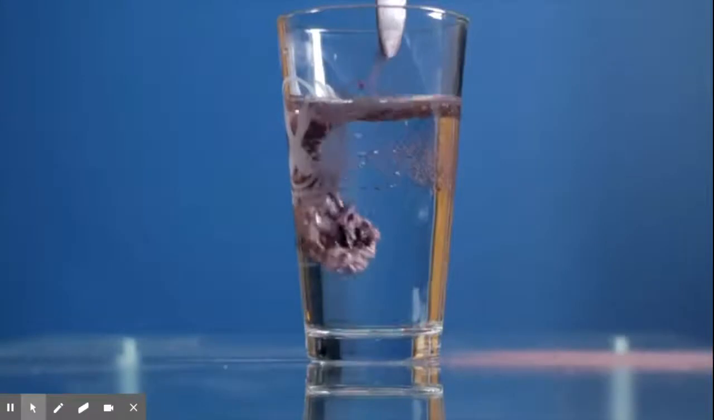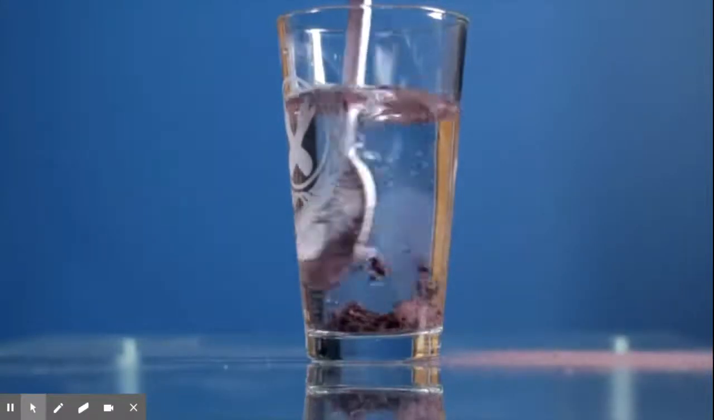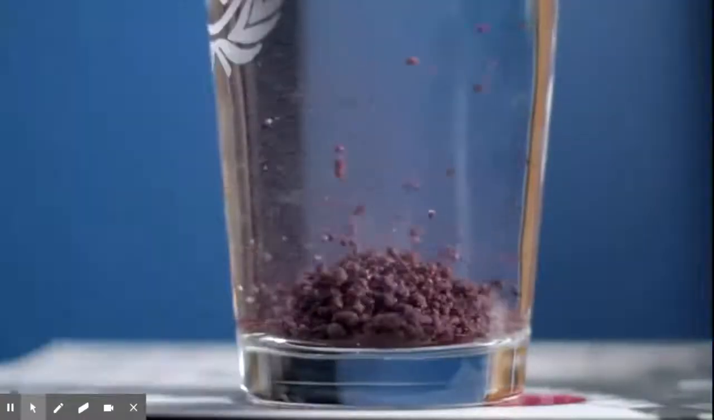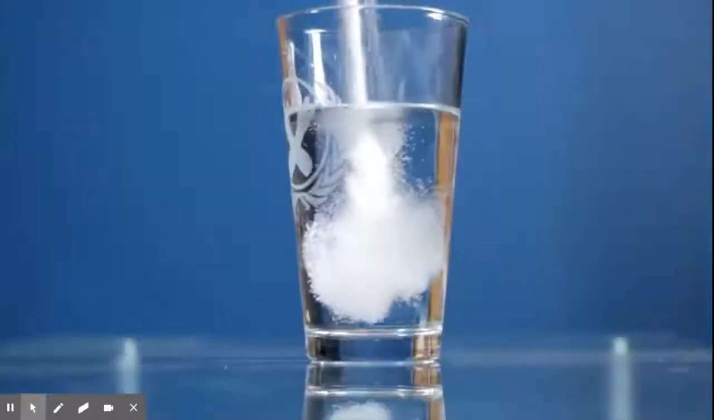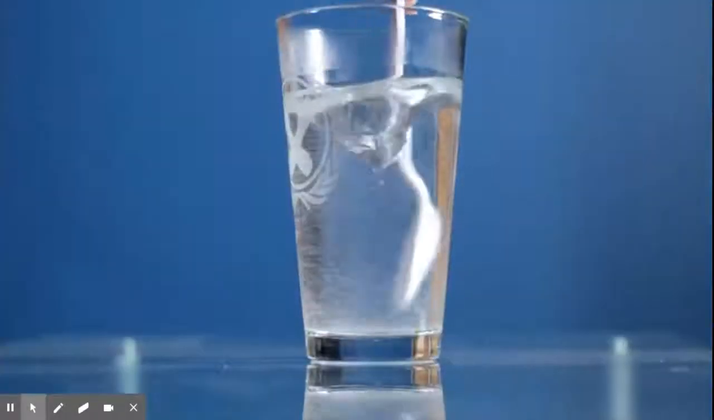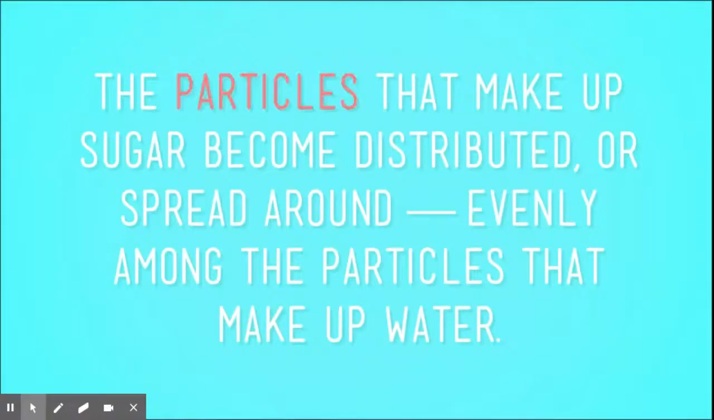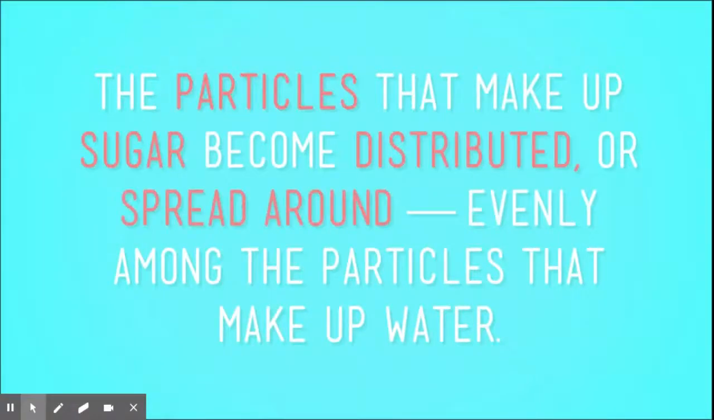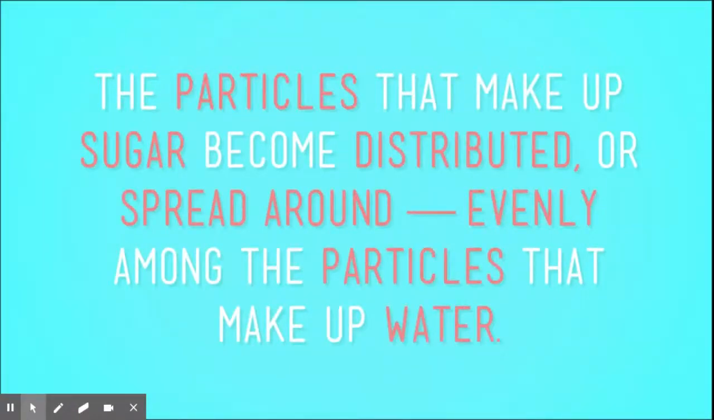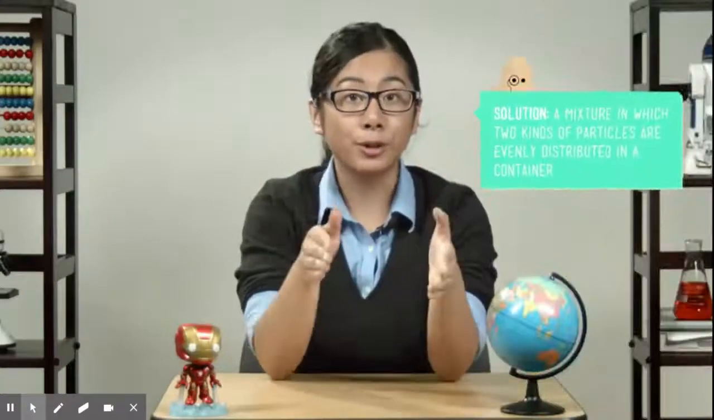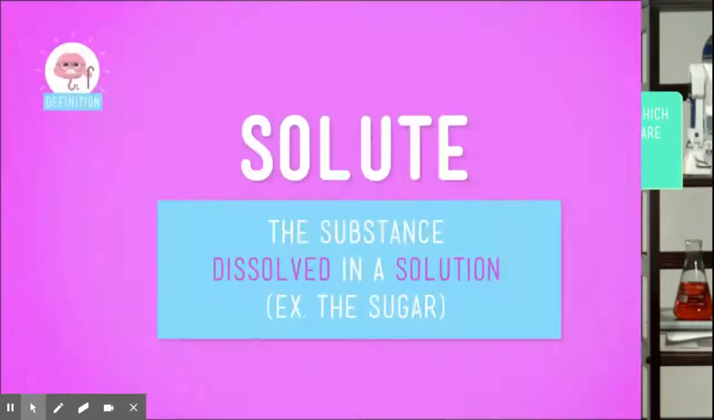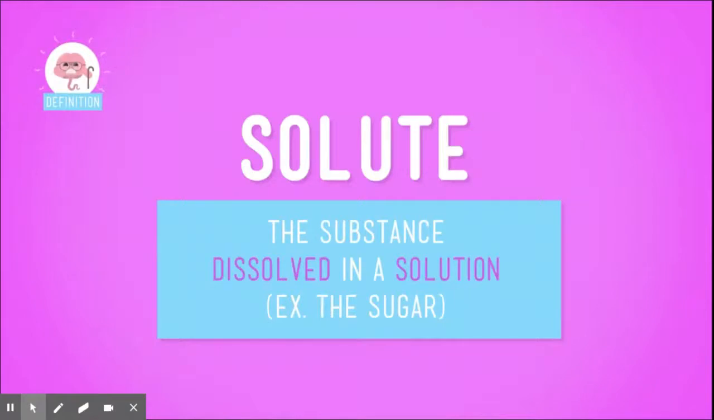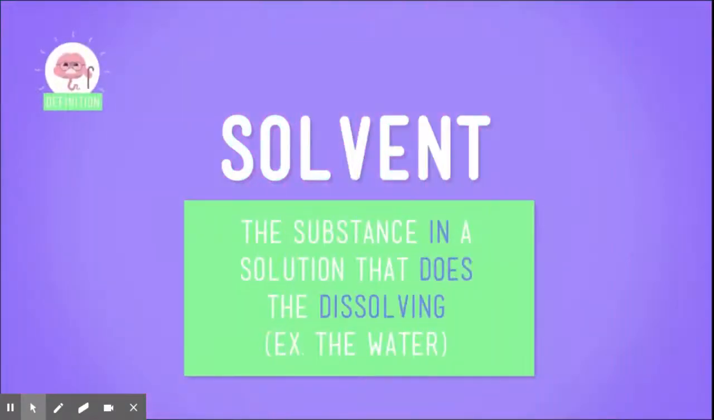For example, if we mix sand and water in a glass, we'll get a mixture, even though after a while the sand will settle to the bottom of the glass. But if we stir some sugar into the water, the sugar looks like it disappears. But it really doesn't. The particles that make up sugar become distributed or spread around evenly among the particles that make up water. We call this kind of mixture a solution. Solutions have two main parts, the solute, which is the stuff that dissolves, in this case the sugar, and the solvent, which is the stuff in which the solute dissolves, in this case the water.